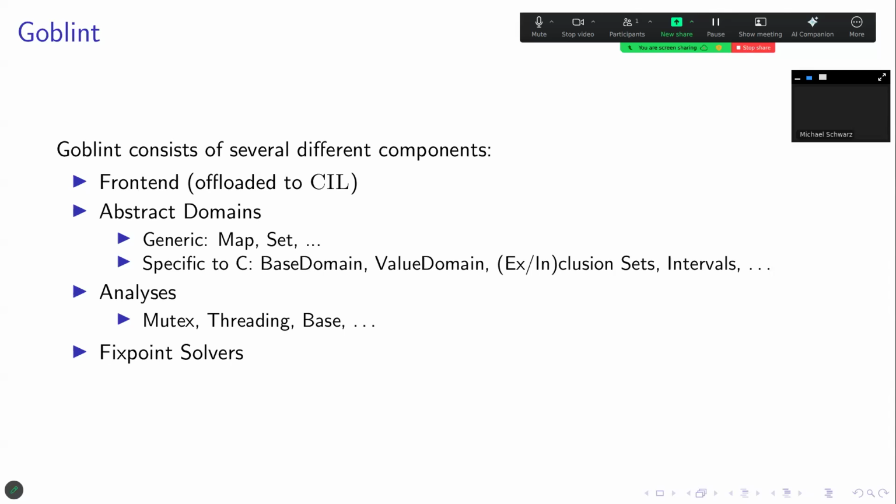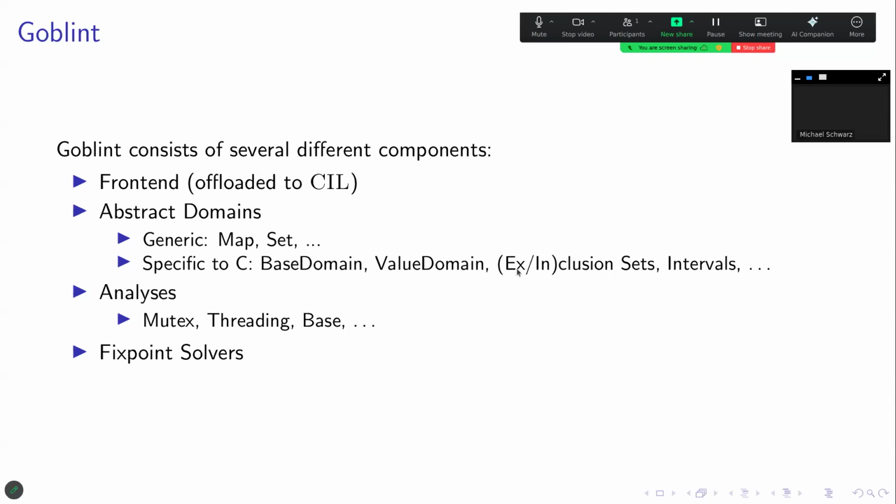So for example, we have something that is called a base domain, and what you can think of as this is a map from variables to some abstract domain for this type of variable. So for integers could, for example, be the interval domain that you've seen in class. For pointers, it could be points-to sets and so on. And all of these are collected into what's called the value domain.